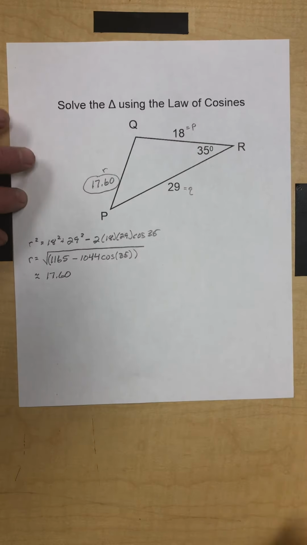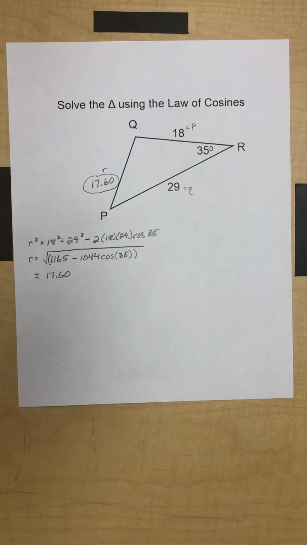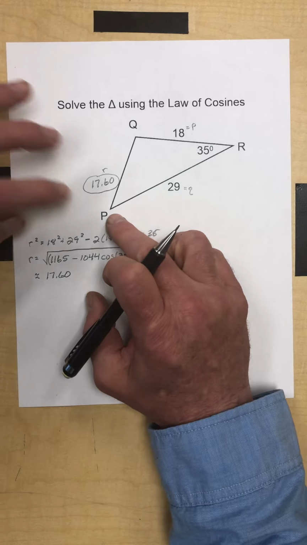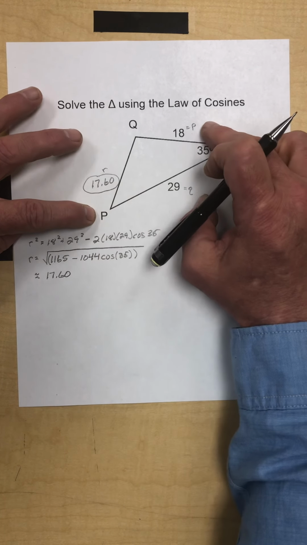Okay, all right, so we have all three side lengths. Now I have to find the two missing angle measures. It doesn't matter which order you do them in. I'm going to do angle P first for the heck of it. So if we're going to do angle P, I have to start opposite.